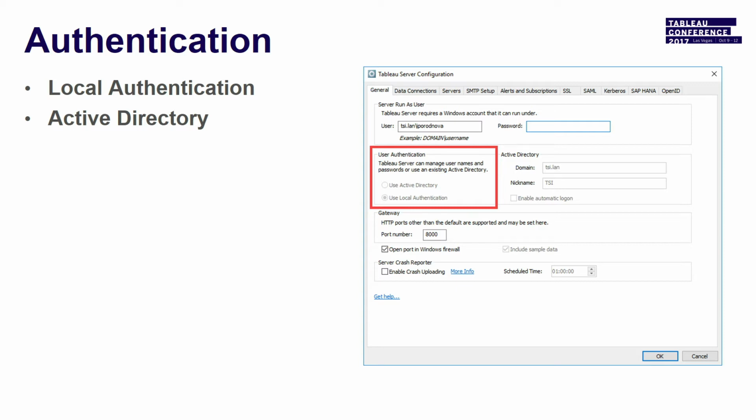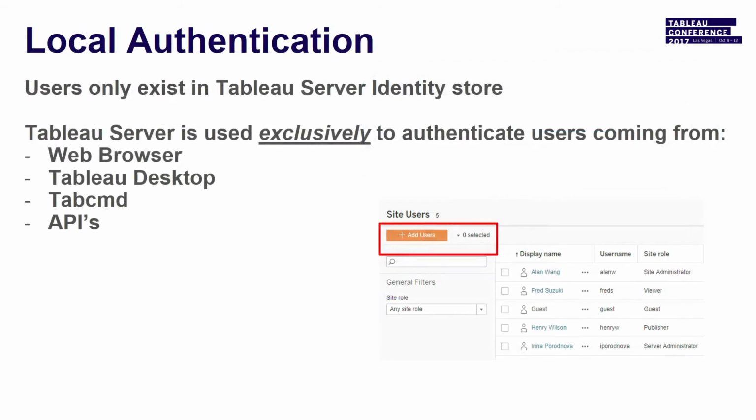But let's go through what each of those options actually mean. So we have the first option, and I believe the default option is the local authentication. So what that means is our users, so usernames and passwords, they only exist in Tableau Server, they are stored in Tableau Server, and Tableau Server is responsible for authenticating our users, basically determining if a certain user who logs in has access to Tableau Server.